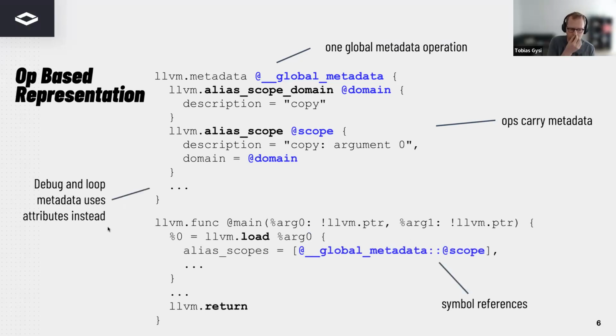So this is only one way of representing metadata. We also have debug metadata and loop metadata, and this is already expressed using attributes. So we currently have two ways of modeling metadata in the LLVM dialect.